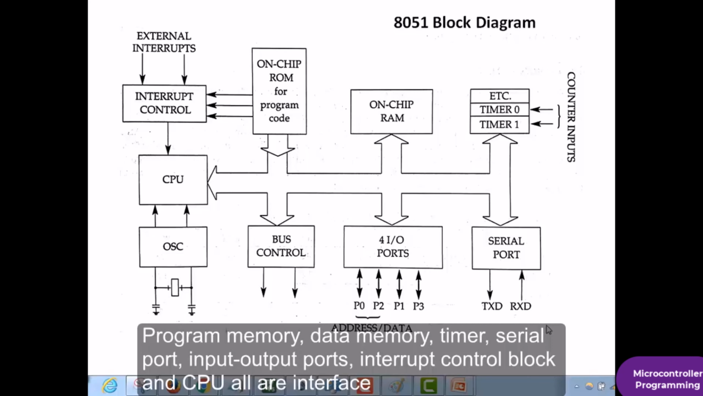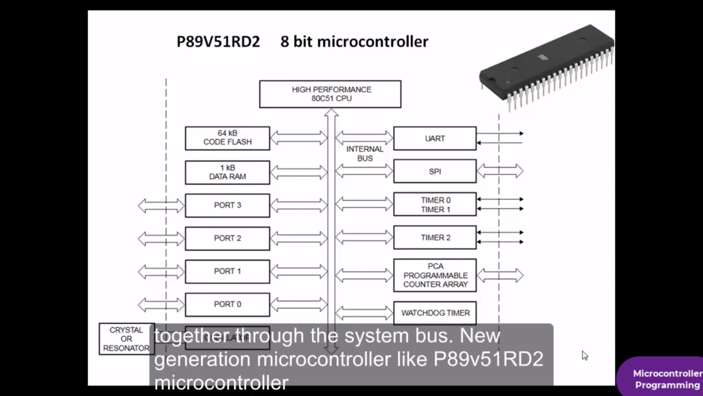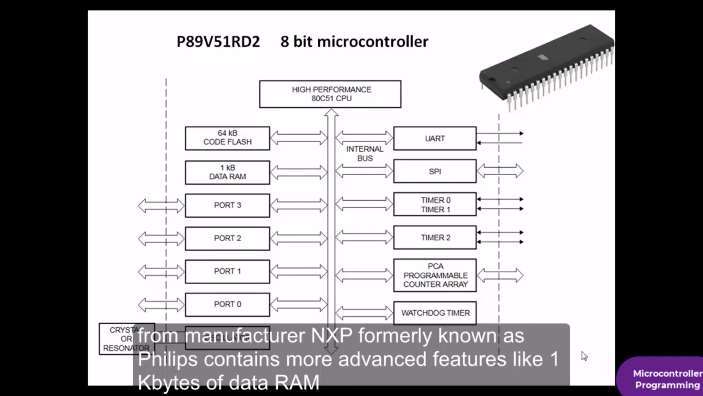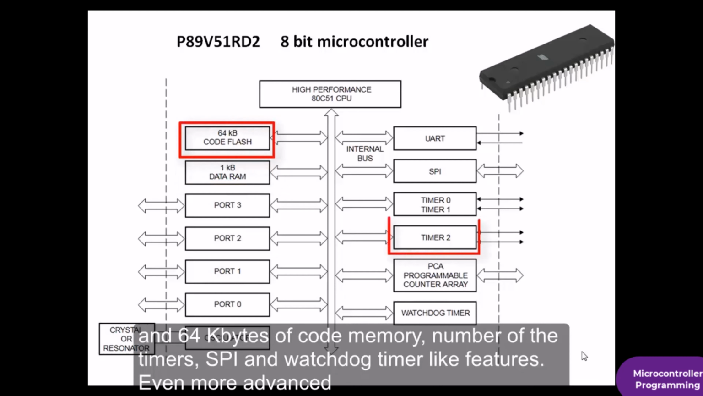Program memory, code memory, timer, serial port, input-output port, interrupt control block, and CPU are all interfaced together through the system bus. New generation microcontrollers like the P89V51RD2 from manufacturer NXP, formerly known as Philips, contain more advanced features like 1 KB of data RAM, 64 KB of code memory, more timers, SPI, and features like a watchdog timer.